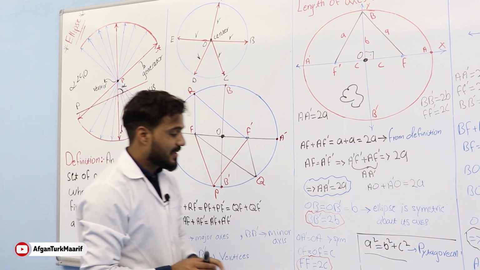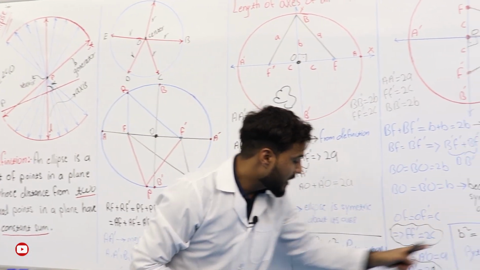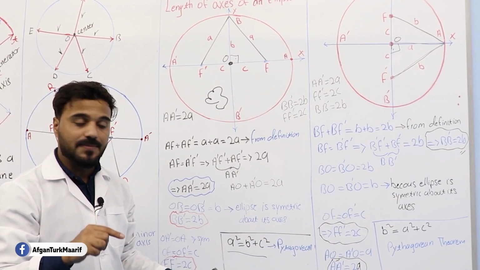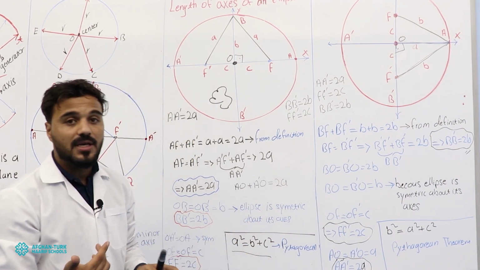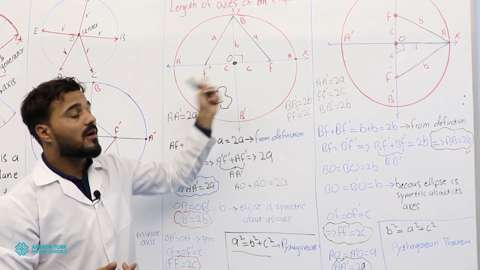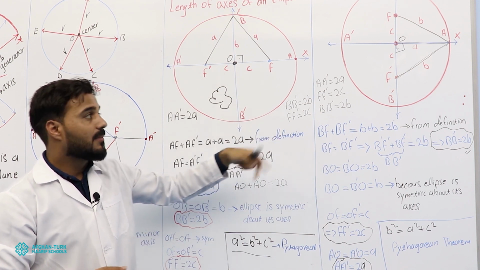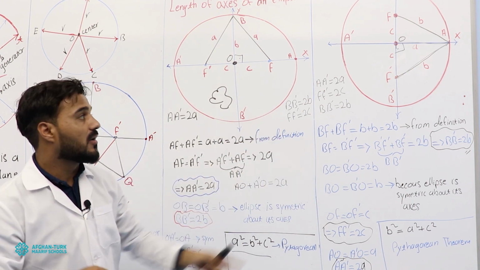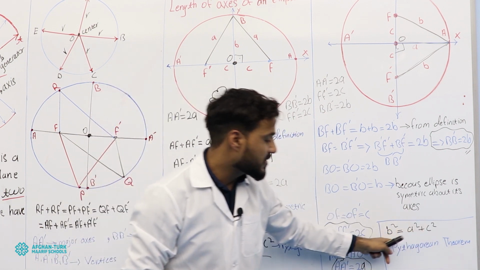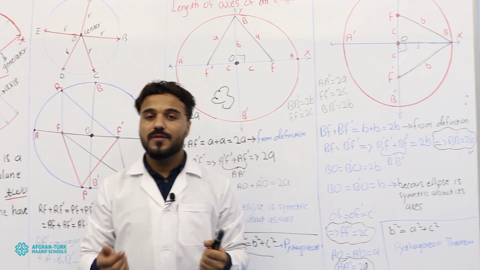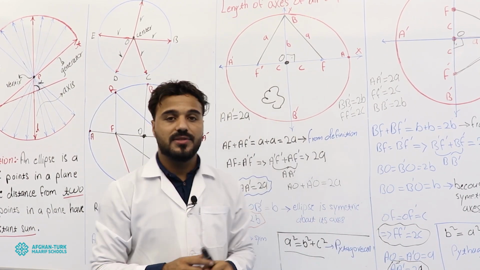And also we studied that from these equations, we can find A, B and C. We use this equation for those ellipses whose foci lie on the horizontal axis. But when the foci of the center lie on the vertical axis, at that time you can find A, B and C from this equation. Now I'm going to solve some examples using these equations.